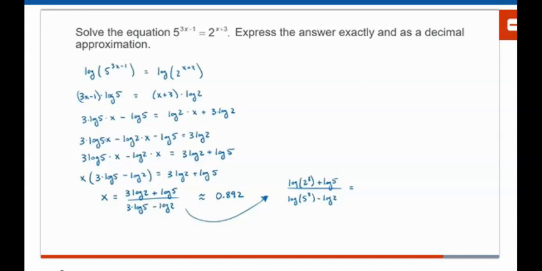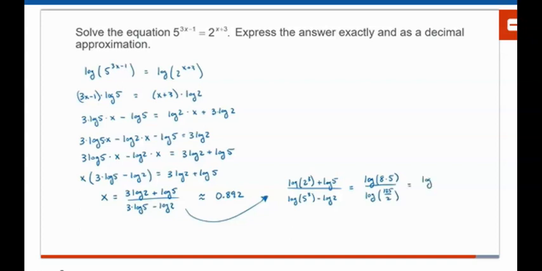See, 2 cubed is 8. So in the numerator we have the log of 8 plus the log of 5. Well, that's the same thing as the log of 8 times 5. In the denominator we have, 5 cubed is 125. We have log of 125 minus log of 2. According to log laws, that would be the log of 125 over 2.